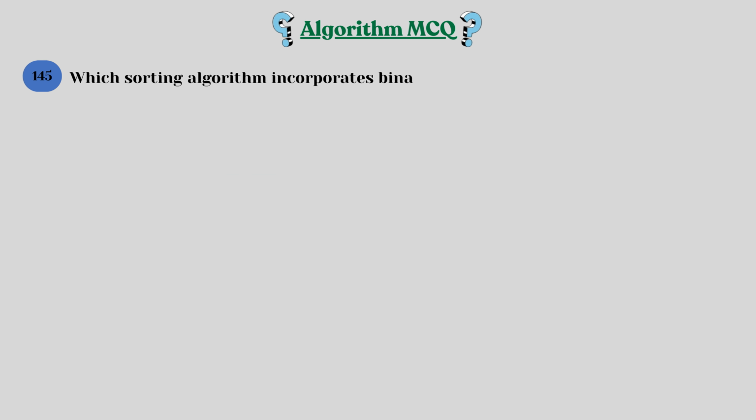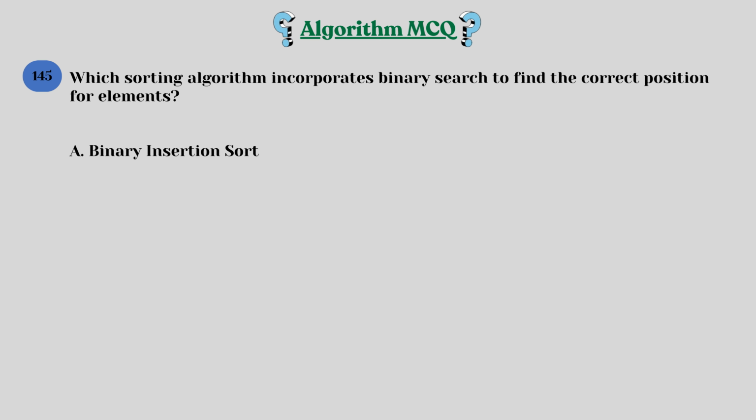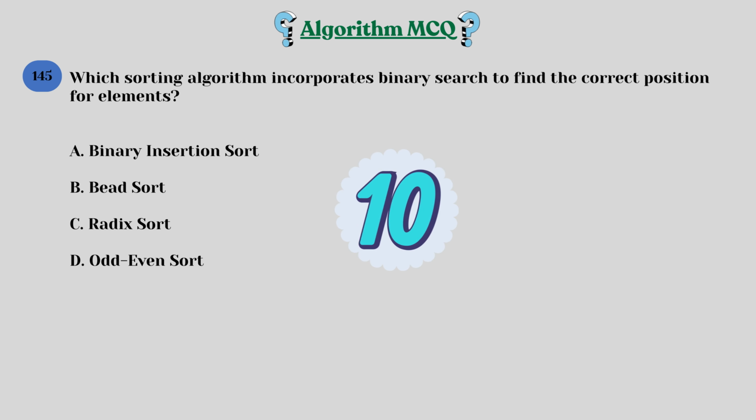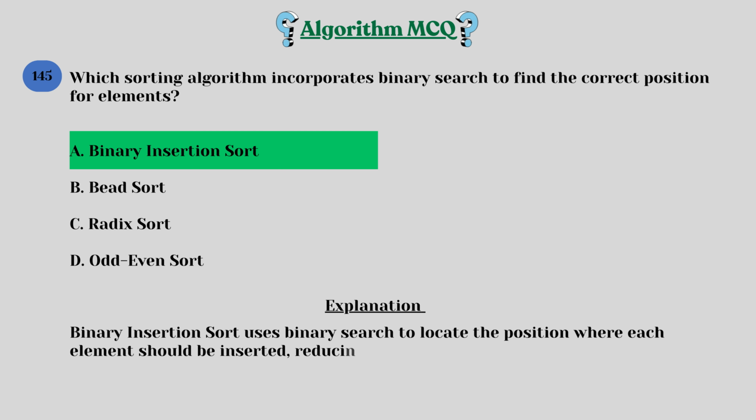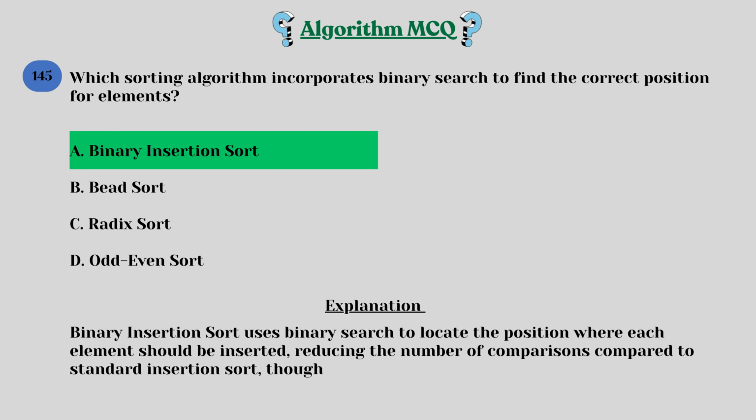Which sorting algorithm incorporates binary search to find the correct position for elements? Correct answer: binary insertion sort. Explanation: binary insertion sort uses binary search to locate the position where each element should be inserted, reducing the number of comparisons compared to standard insertion sort, though the number of shifts remains the same.